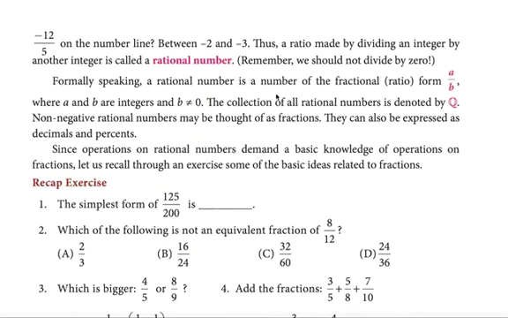Formally speaking, a rational number is a number of the fractional form. It is in the form of a ratio a by b, where a and b are integers. Okay, that is called a rational number, and b not equal to 0, when the denominator is not equal to 0. So the collection of all rational numbers is represented by Q. Okay. Non-negative rational numbers may be thought of as fractions. They can also be expressed as decimals and percentages.